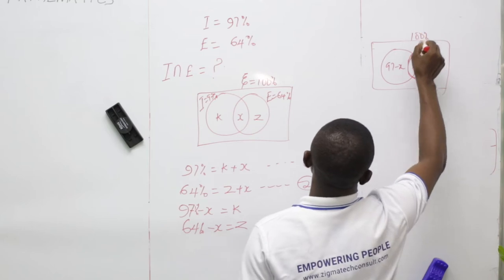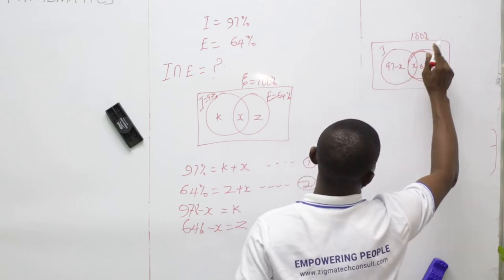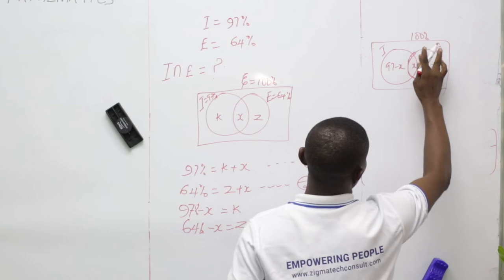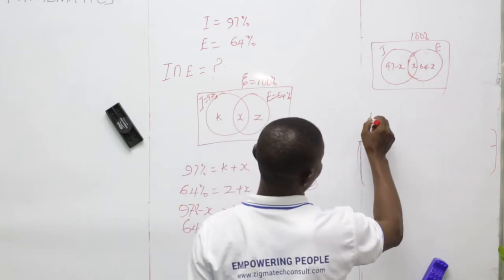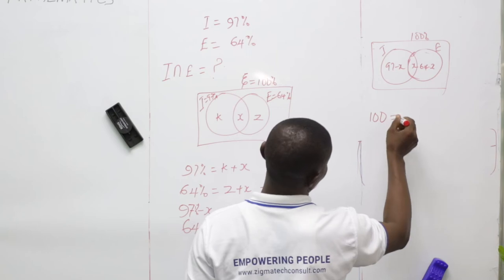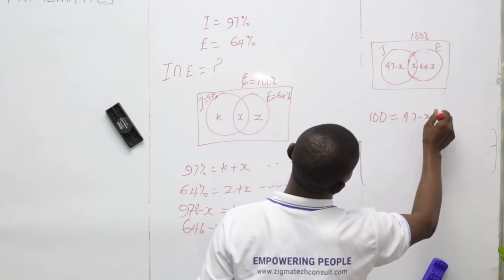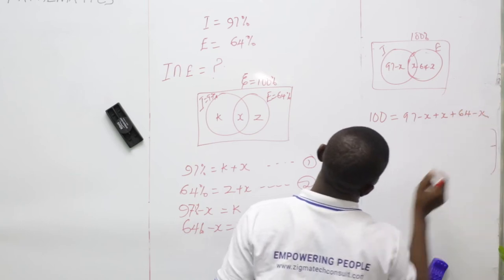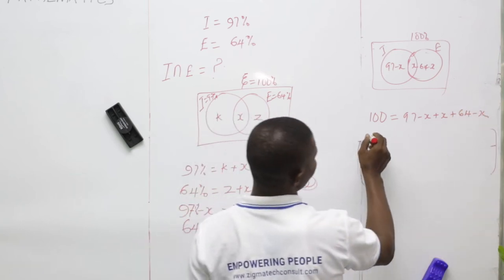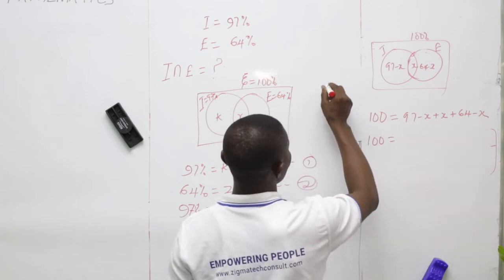Total is 100%. So this is still Igbo English language. To get everything done now, we have to say that the universal set, the mother set, equals what? 97 minus S plus S plus 64 minus S, okay? So that we have 100 equals 97 plus 64.